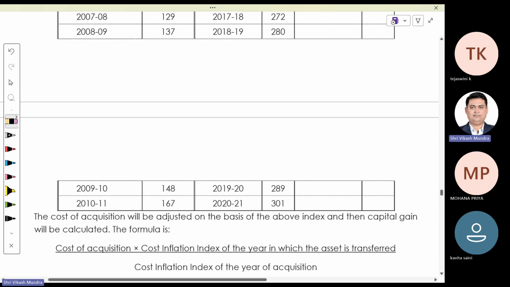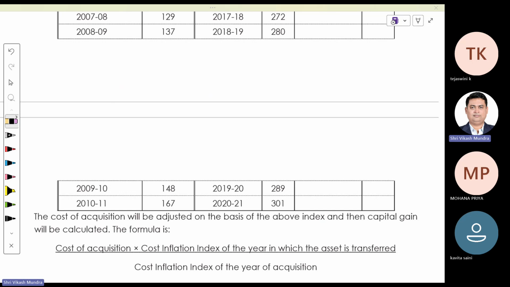Done. Number three is agricultural land in rural area. If I am selling any rural agricultural land, then that would not be considered as a capital asset. Whatever profit I am earning, I am not liable to pay any tax. If I have a rural agricultural land which is located in a rural area of India and I am selling that land, whatever be the profit I am earning shall not be taxable under the head capital gain.